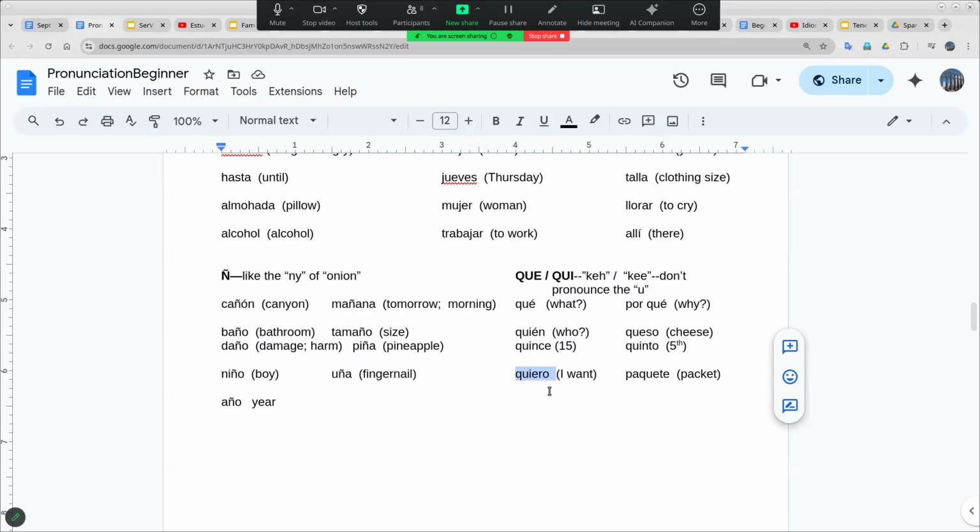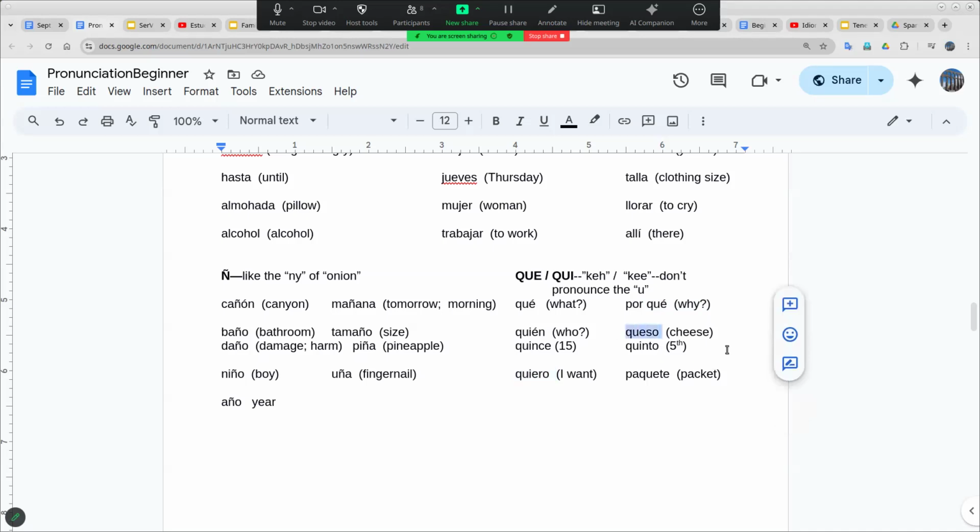Quiero, when you want to say I want something, always combine it with por favor, please. Quiero agua, por favor. See? Quiero, and then you insert the thing. Quiero agua, por favor. Quiero una Coca-Cola, por favor. Yeah, en un restaurante. Quiero una cerveza, por favor. I want a beer, please. Okay, so quiero.